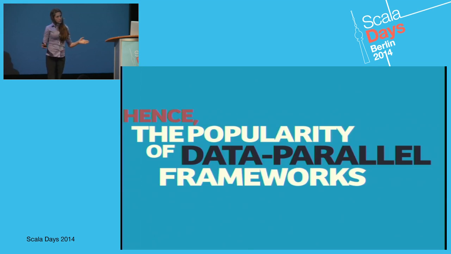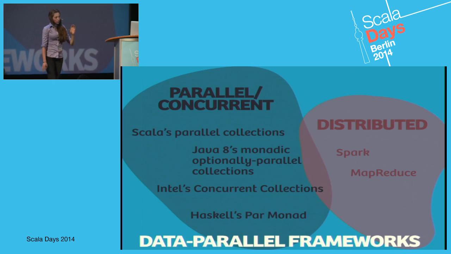As a result of these two things being convenient at the same time, there are a million of these data parallel frameworks that have popped up over the years, over the last 20 years if you look at academia too. Mostly in the world of single machine parallel concurrent programming, you have things like Scala's parallel collections. Java 8 got these monadic yet optionally parallel collections recently. Then there's a bunch of other research projects like Intel's concurrent collections, or Haskell's parmonad, things like that. And then on the distributed side of things, frameworks like Spark, which I hope you all heard about earlier today from Michael's talk, and MapReduce also take the same data parallel approach.